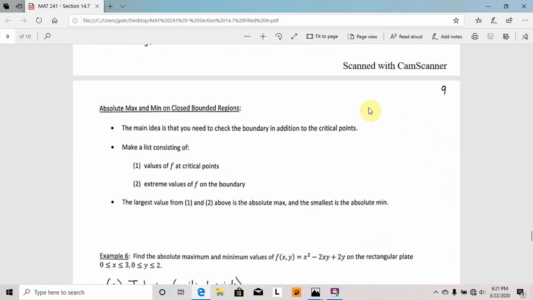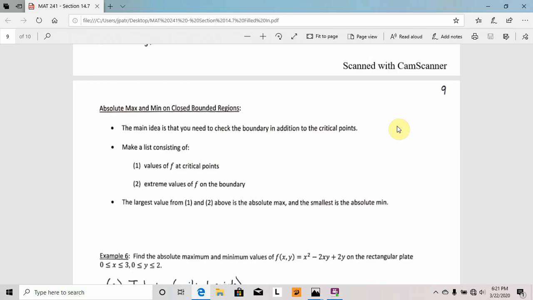So basically what you do, if you're trying to get the absolute max and absolute min on a closed bounded region, and the main concept is, in addition to the critical points, because those are going to be in the interior, you also have to check the entire boundary. So it's kind of like in Calc 1, where if you're looking for an absolute max or an absolute min on an interval, you check the critical points and you check the endpoints, right?